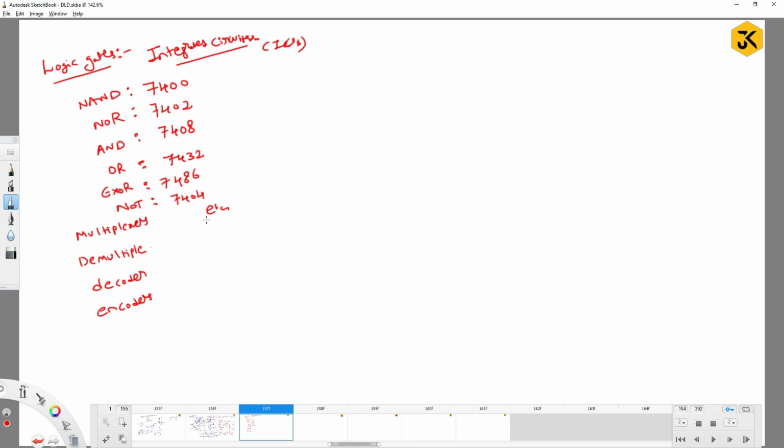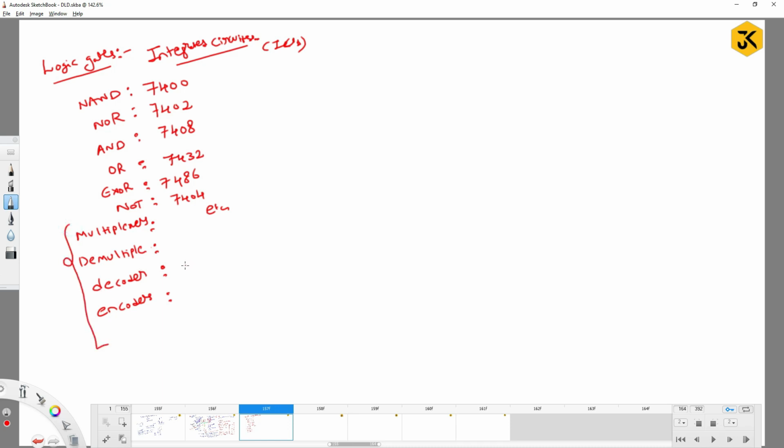Similarly, if you take decoders or multiplexers or demultiplexers or encoders, these internally contain what? Again, various kinds of logic gates. Basically, if you want to get these features, you have to implement them from scratch with the help of NAND gates or NOR gates, or a combination of all basic gates, right? Instead of that, they have already given various kinds of ICs for all these also, right?